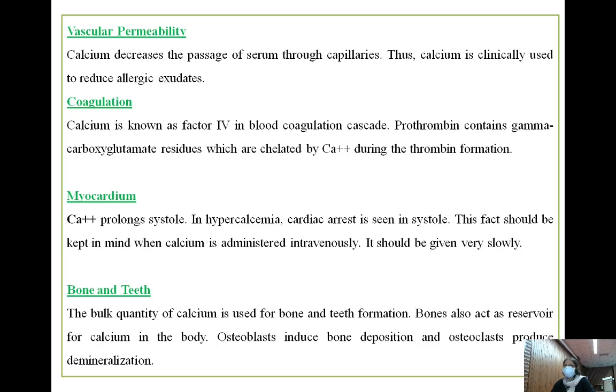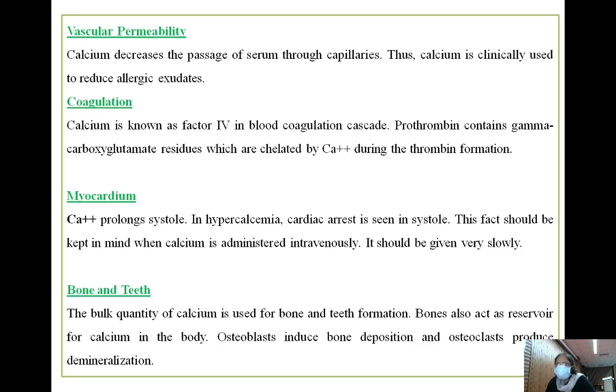Prothrombin contains gamma carboxyglutamate residues, which are chelated by calcium during thrombin formation. Gamma carboxyglutamate formation requires vitamin K, remember. From glutamic acid, how many carboxyl groups does it have?